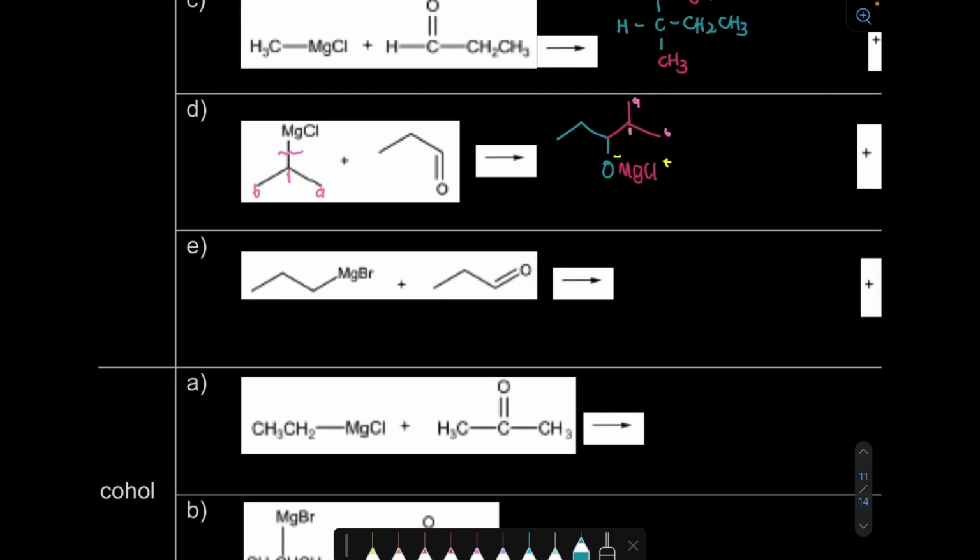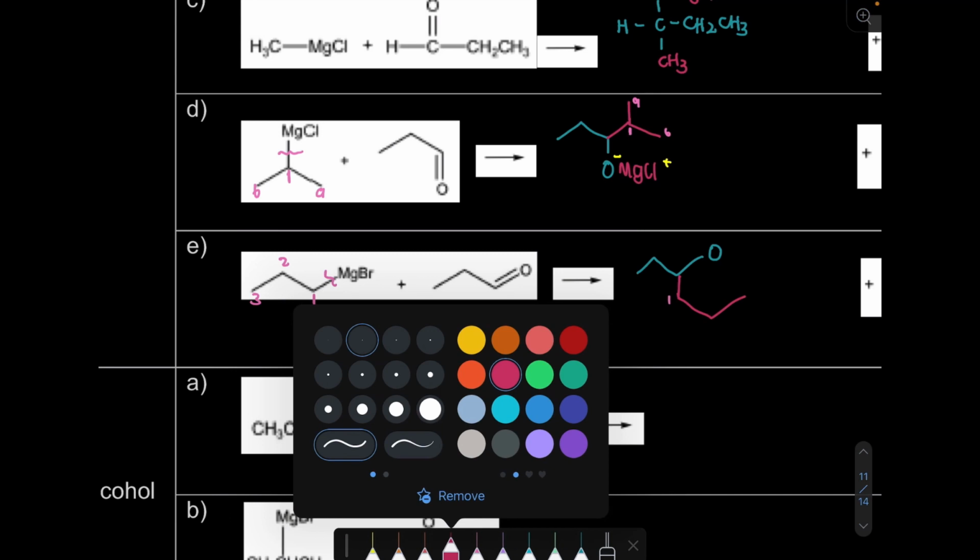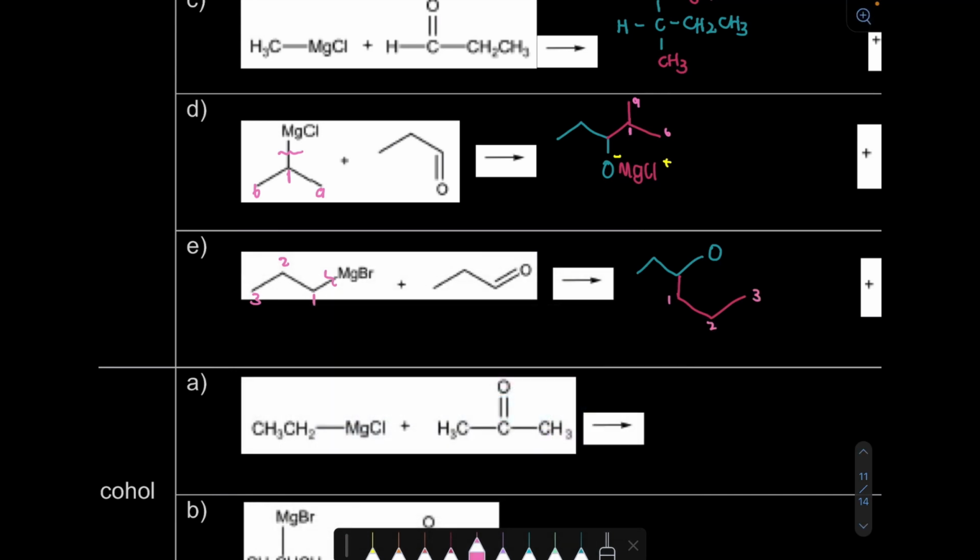Okay, now let's look at question E. Question E, so we're going to do double bond O to single bond O. And then we're going to form a new bond. This new bond is the one we broke with our magnesium bromide. And we know we have 3 carbons. So if you're not sure, label carbon number 1, and then we have carbon number 2 and carbon number 3.